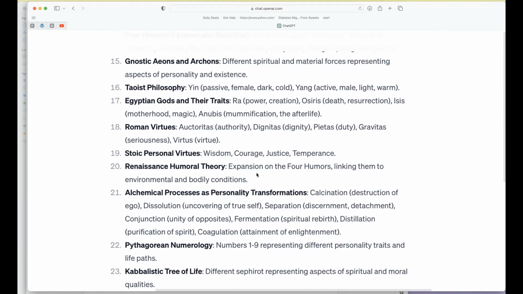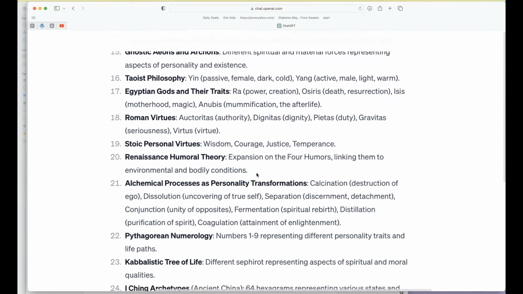Renaissance humoral theory, linking them to environment and bodily conditions. You know, one I'm not seeing, and this would be fun. It talks about personality being dictated by the environment in which you were reared. And the two axes are temperature and humidity. So if you live in a very hot, very dry environment, that would be the desert, obviously.